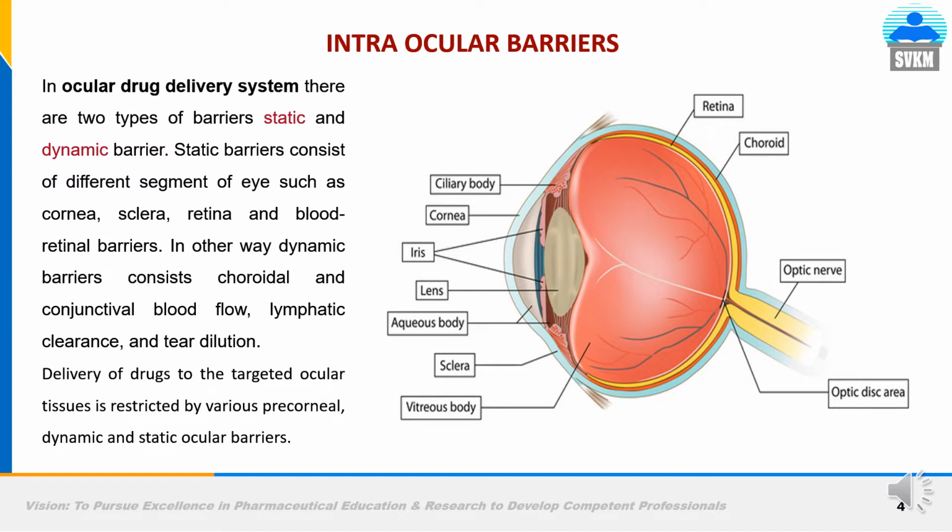In the outermost part, there is clear transparent cornea and the white opaque sclera. Middle layer contains iris, ciliary bodies, and the choroid. Inner part contains retina. So here the fluid is also divided as aqueous humor and vitreous humor.